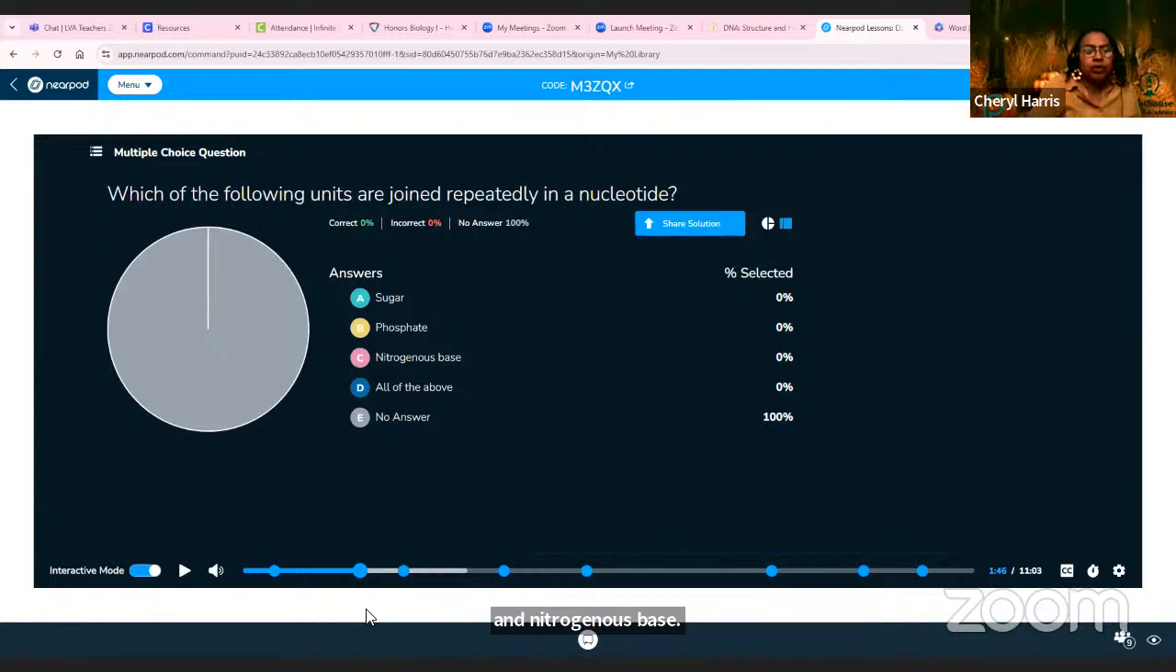Which of the following units are joined repeatedly in a nucleotide? Now, there actually are 2 answers here, so you pick 2, and it'll show up as kind of 50-50. Or 3 answers. Actually, this is the one with the 3 answers.